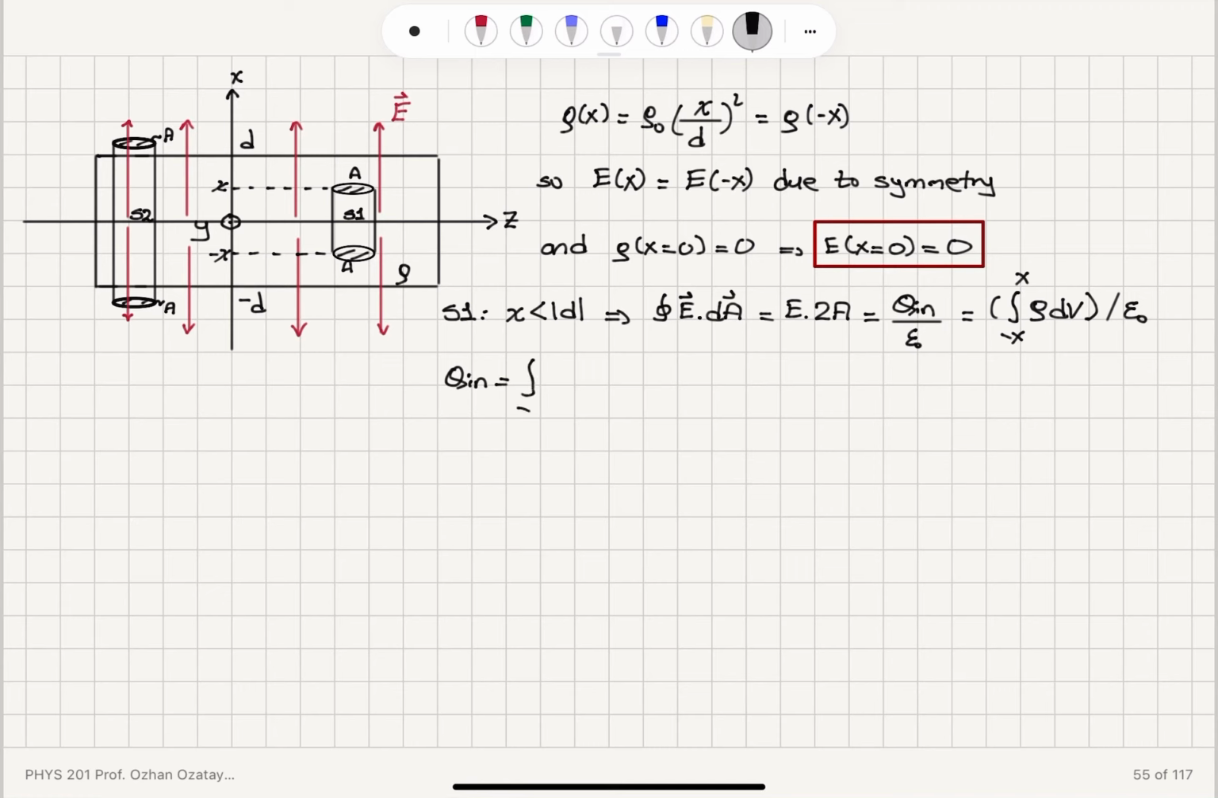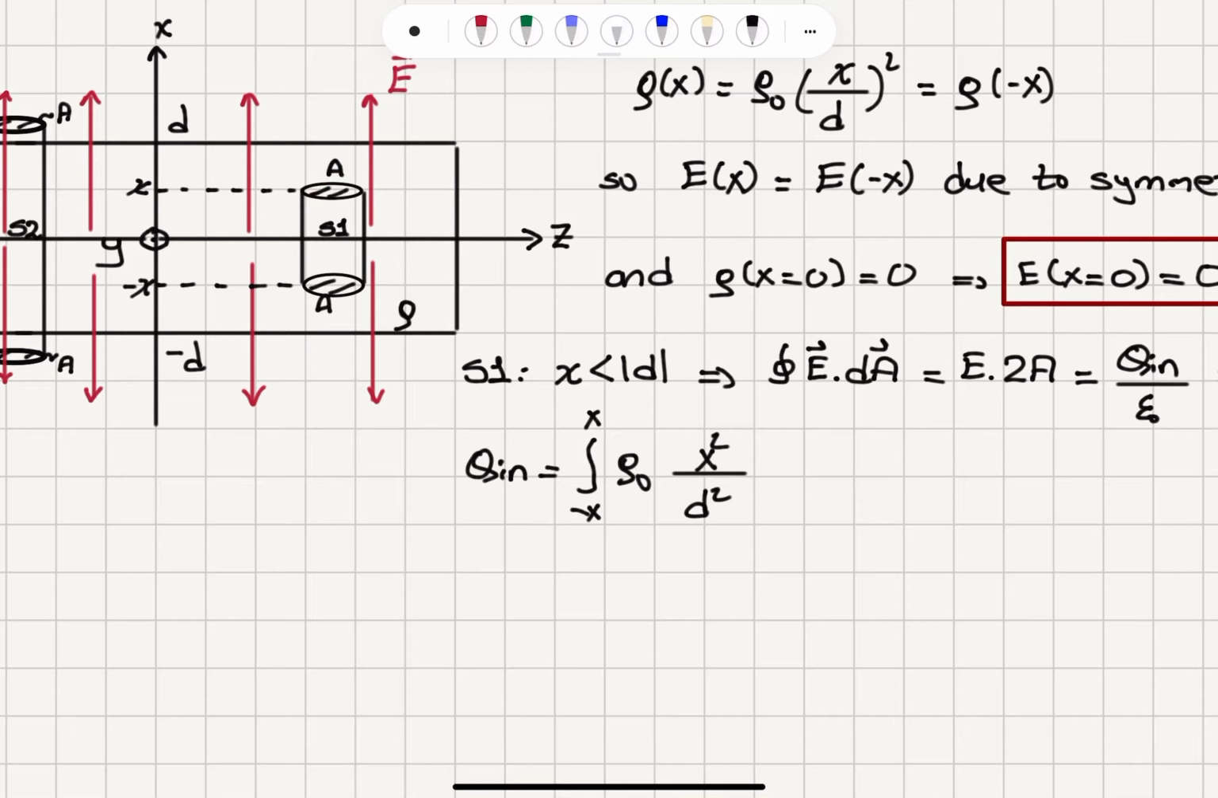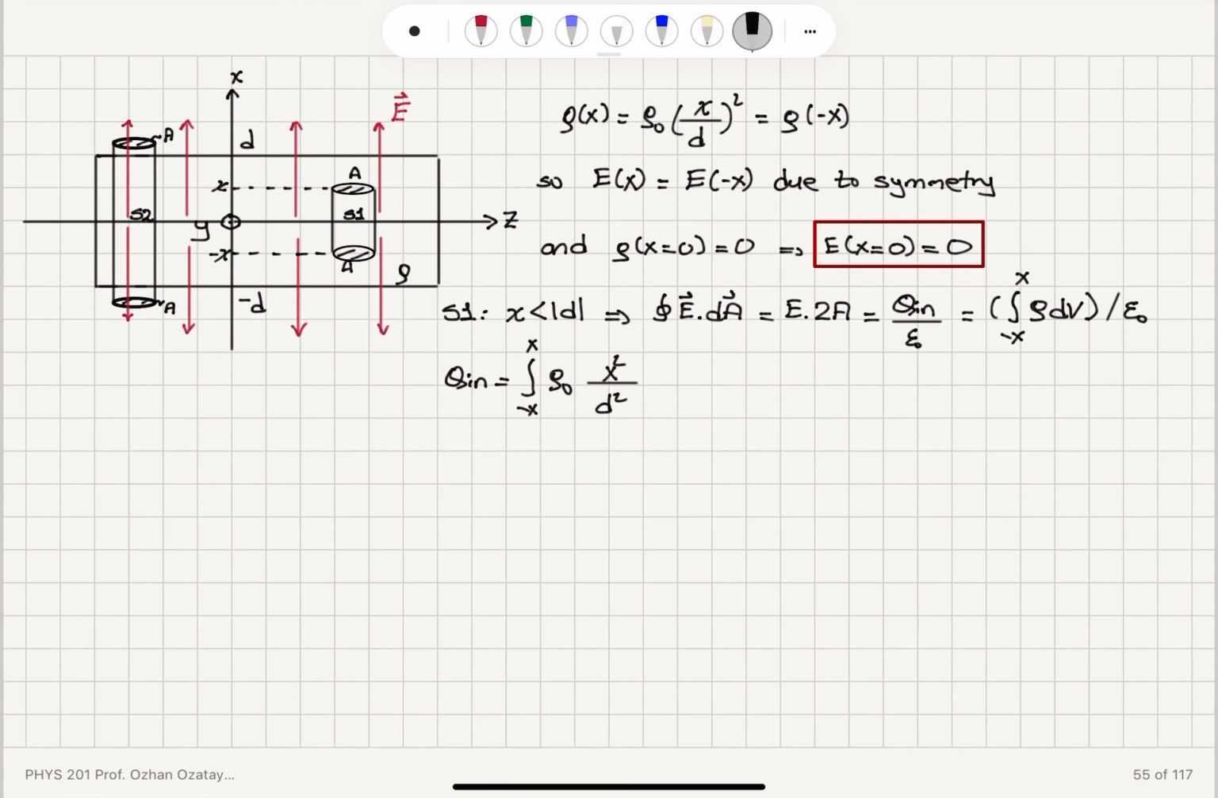It is the integral from minus x to plus x of rho 0 x squared divided by d squared. And what is the volume element here? It's the area multiplied by dx. So it's going to be A dx. So since I have the symmetric situation for minus x and plus x, I can write this as twice the integral from 0 to x of rho 0 x squared over d squared A dx. All right? And this charge enclosed will be equal to, now I can take 2 rho 0 A and d squared outside. So let's rewrite this as 2A rho 0 divided by d squared.